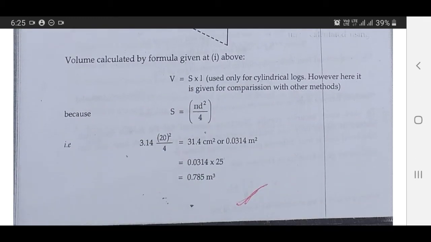Now, volume calculated by formula given at first above, that is V is equal to S into L, used only for cylindrical logs. However, here it is given for comparison with other methods. S equals pi d square upon 4, where 3.14 is the value of pi. 20 whole square upon 4 is equal to 314 square centimeter. Again it is multiplied by length of the log, that is 0.0314 into 25, it comes to 0.785 cubic meter.